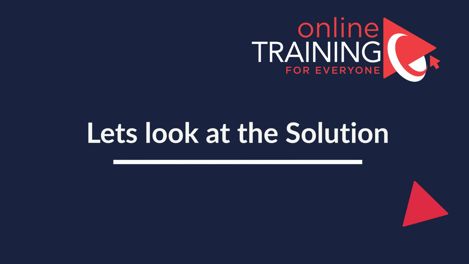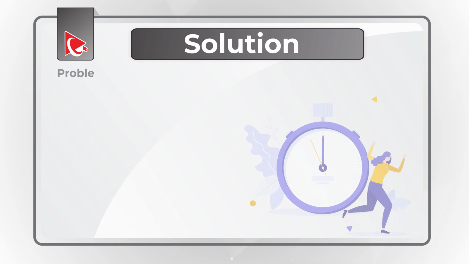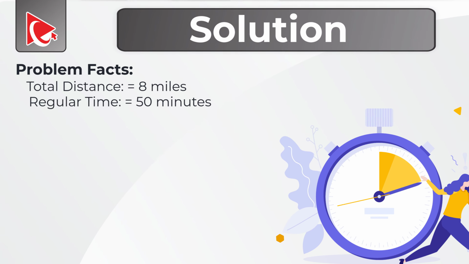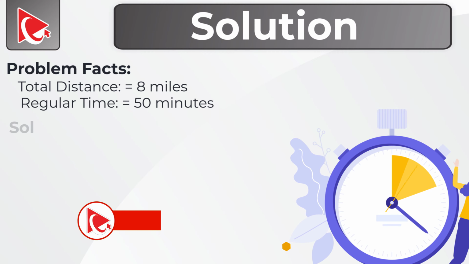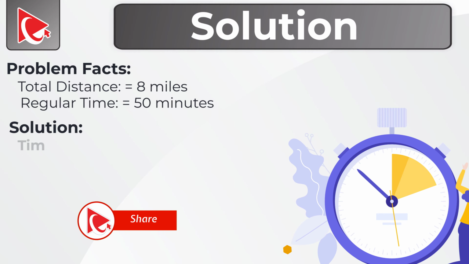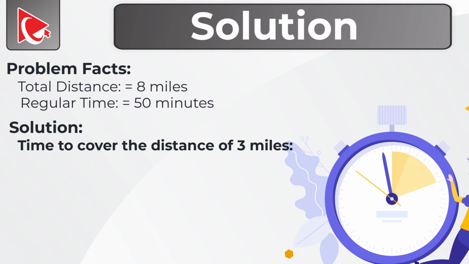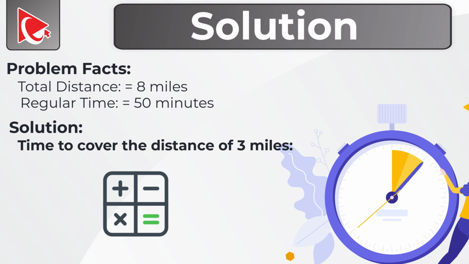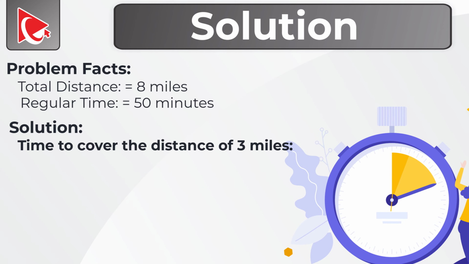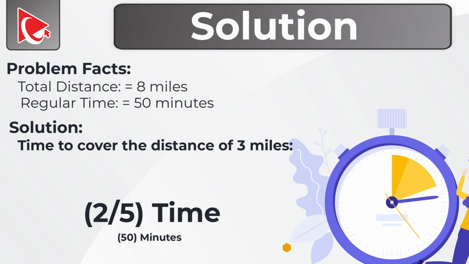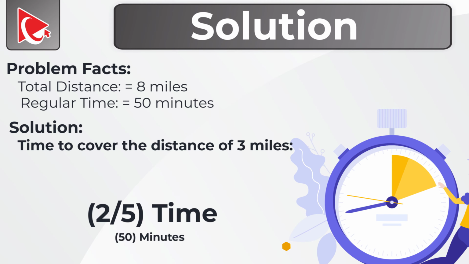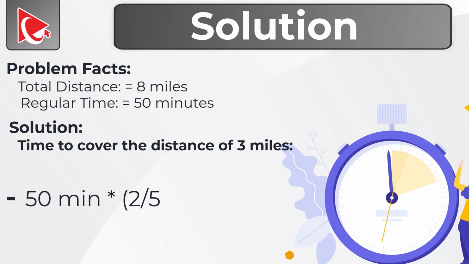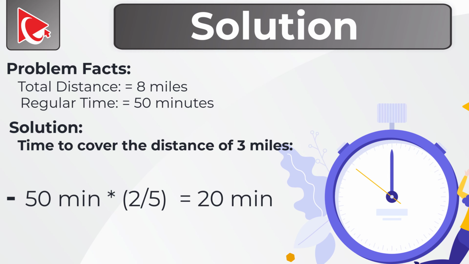We only have 2 facts in this problem. Total distance equals 8 miles, and the regular time Anisha covers this distance is 50 minutes. So, to get to the solution, we need to determine the time to cover the distance of 3 miles. Let's first calculate how long it took for Anisha to cover the distance of 3 miles. We know that it took her 2/5 of the regular time, and regular time is 50 minutes. To calculate it, we need to multiply 50 minutes by 2/5, which would equal 20 minutes.